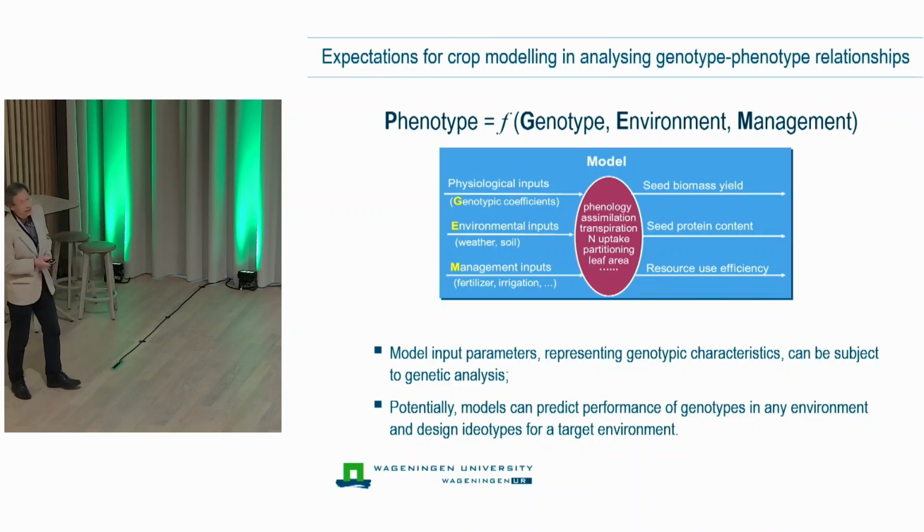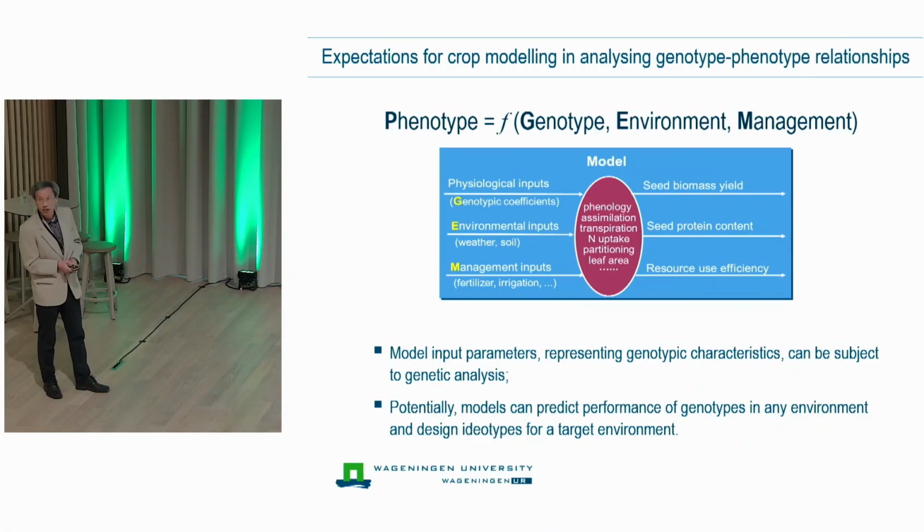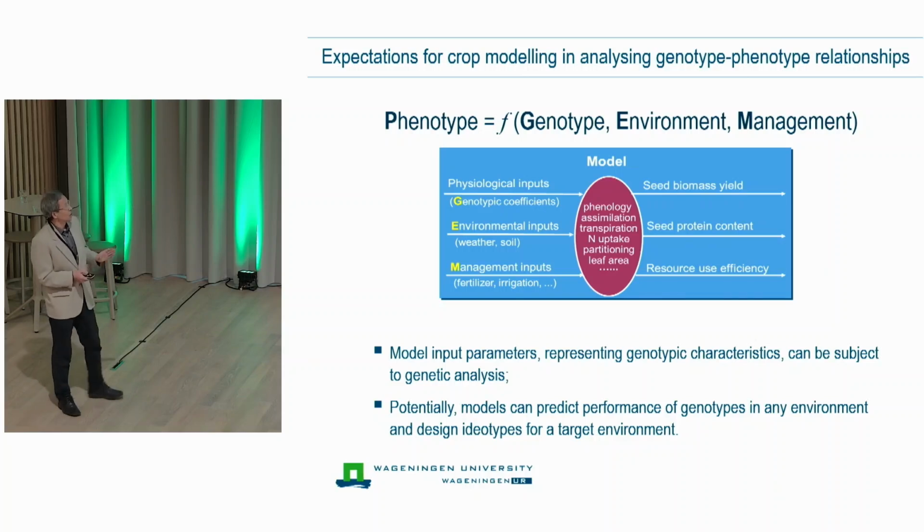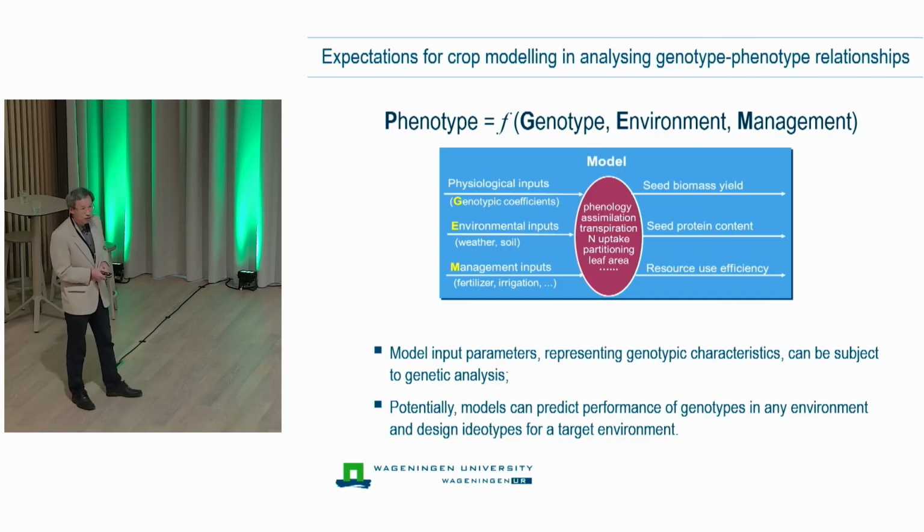One expectation is that the model could be a useful tool in analyzing genotype-to-phenotype relationships. This is because the model uses a number of inputs and translates them to predict a number of output variables like yield, protein content, and resource use efficiency. Therefore, the model was expected to analyze so-called G by E by M interactions, in which crop model input parameters can potentially be subjected to genetic analysis.